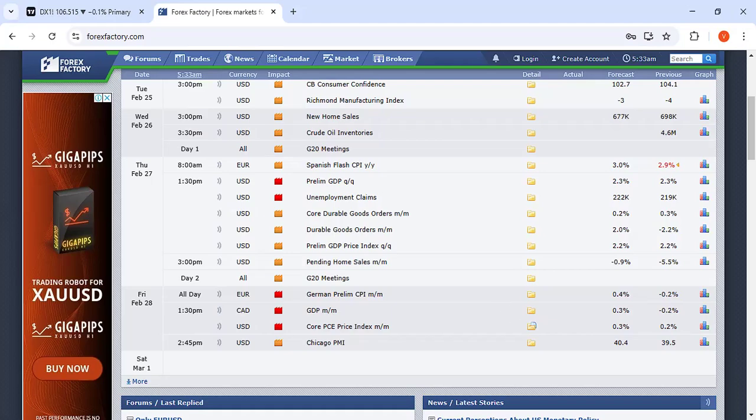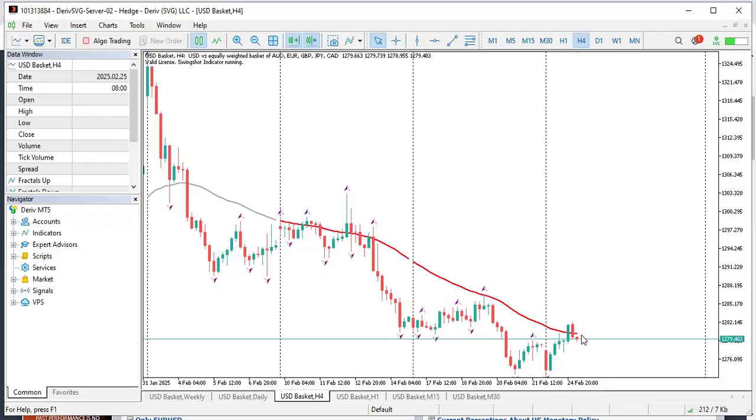So basically, we're expecting to sell the USD. We'll see how that develops as the week goes by. Have a great week and may the market be with you.